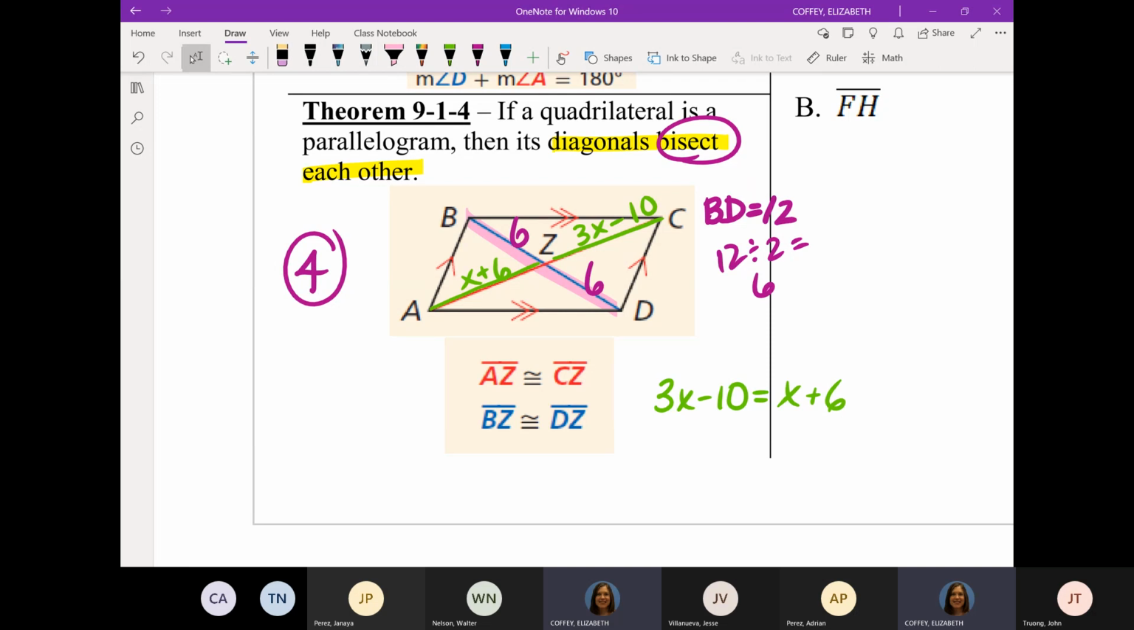You see how 6 is equal to 6 right here? And then also AZ is equal to ZC. So bisect, think about it in two different ways. Bisect means to cut in half, but it also means it cuts it into 2 equal pieces. All right, 2 congruent pieces.